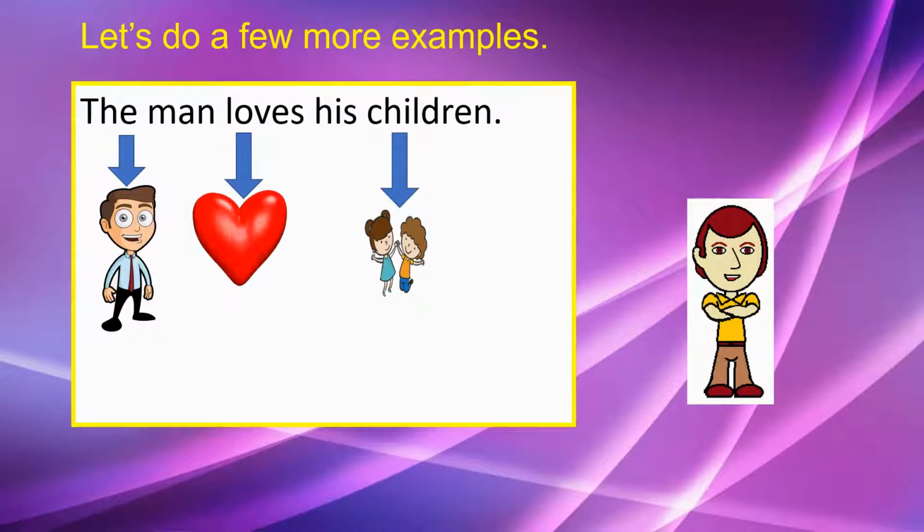Let's do a few more examples related to transitive verbs. The man loves his children. Here the man is the subject, loves is the verb, and his children is the object. In the same way, you can ask yourself, whom does the man love? The answer is his children. So again it is a transitive verb.